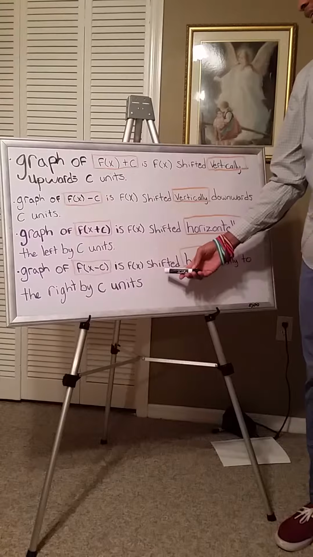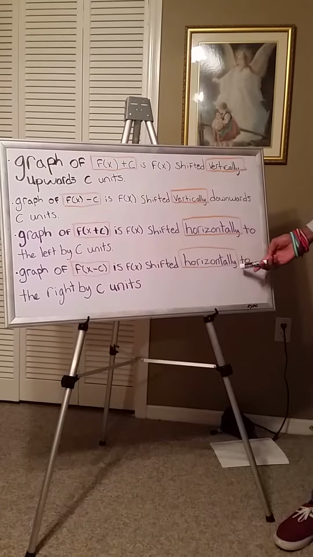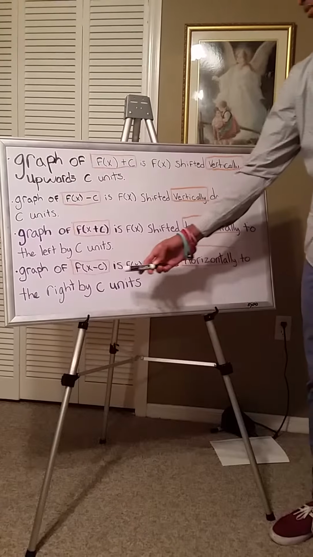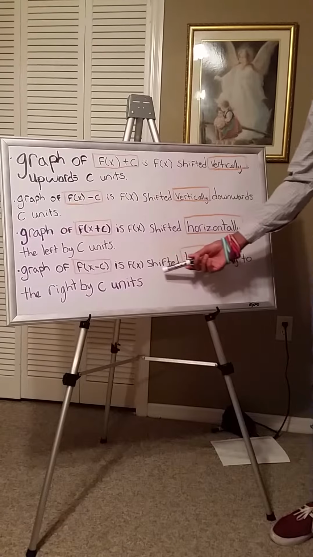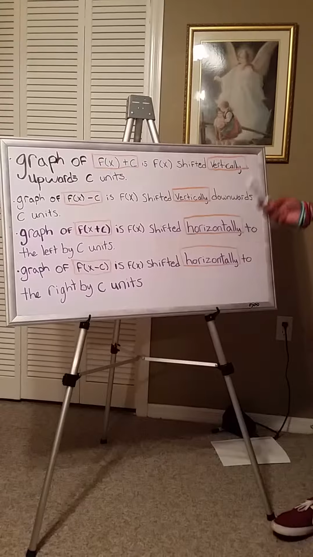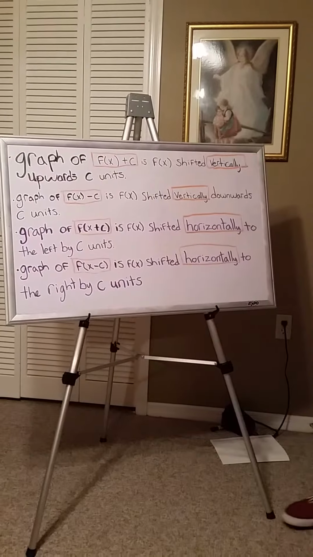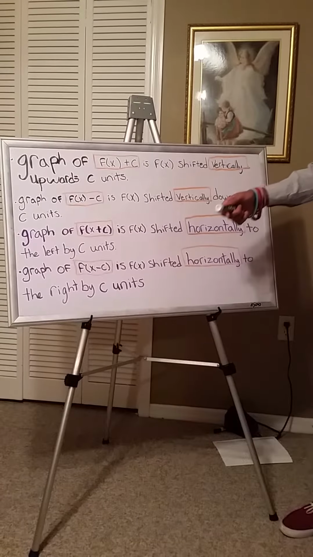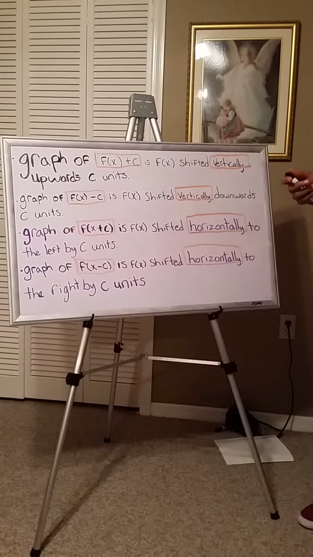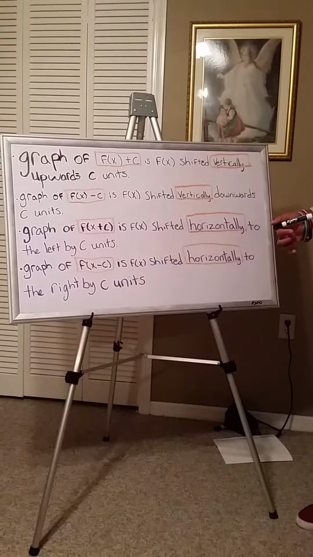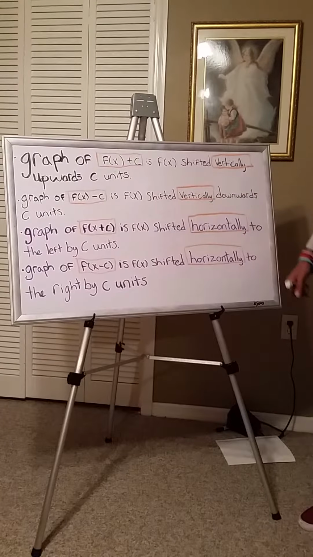And for the second definition involving horizontal translations, it is the graph of f of x minus c is f of x shifted horizontally to the right by c units. So for horizontal translations, when the c is negative, then we'll move it to the right, which is the positive on the x-axis.